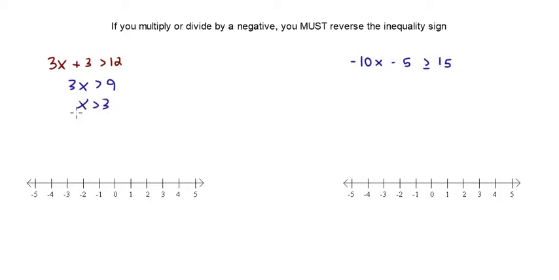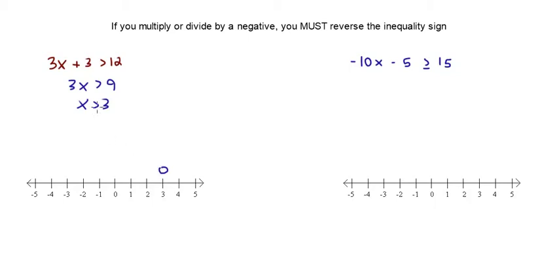And we can check that because what value is greater than 3? Just pick any random value. We'd think maybe 4, right? So we could try it: 3 times 4 plus 3, and we would get 15 is greater than 12, and that's true. So this is correct. So what we did here is correct. So our solution would be x is greater than 3.